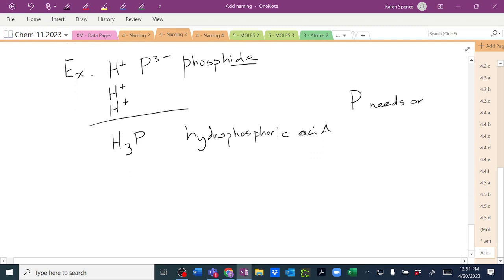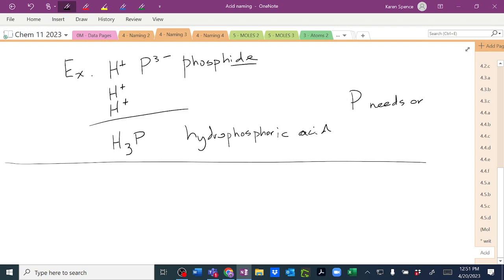Last but not least, we're going to take a look at some organic acids, and just before we do this, I would like you to come up and grab, if you do not already have it, one of these white handouts from the basket.